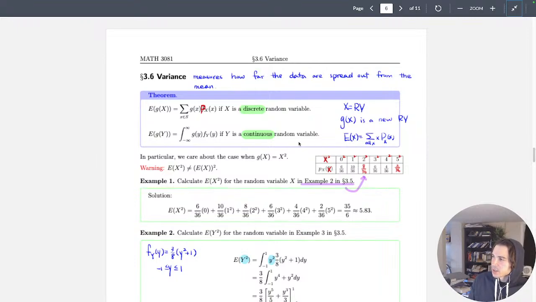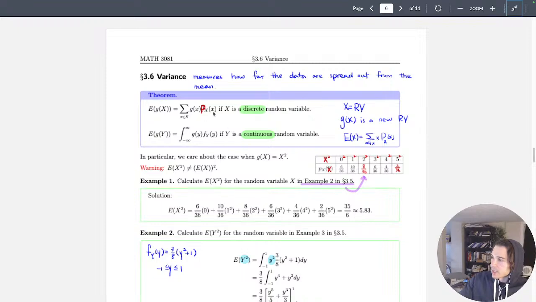In particular, we care about the case when g(X) equals X squared. Warning, E[X squared] is not equal to E[X] squared. Calculate E[X squared] for the random variable X in example 2. So you're just squaring all of these, and you're going to get expected value of X squared is 6.